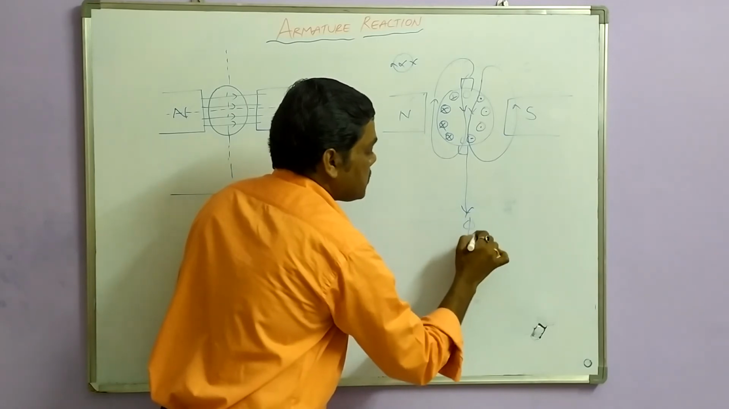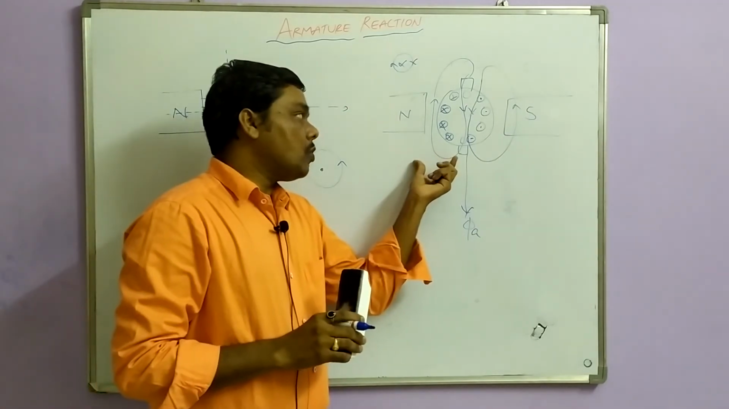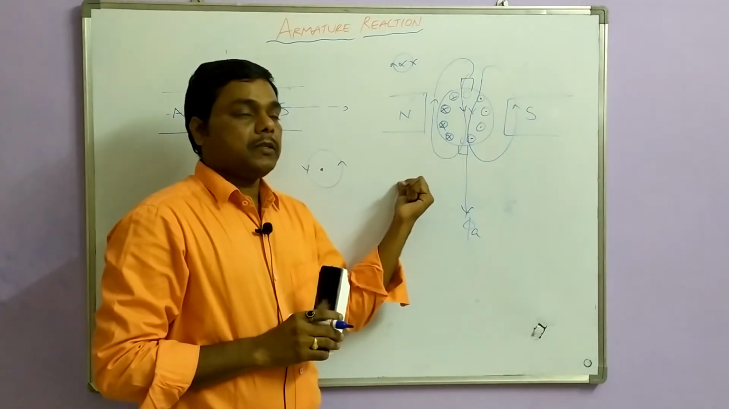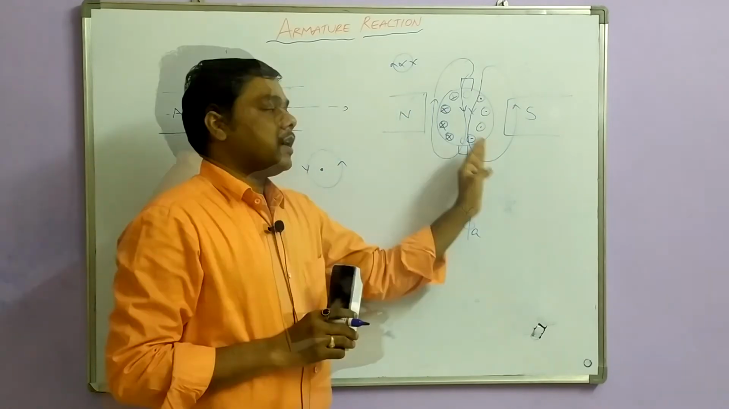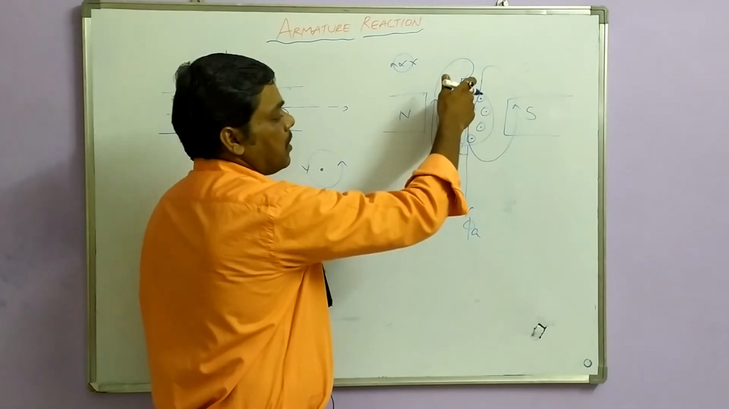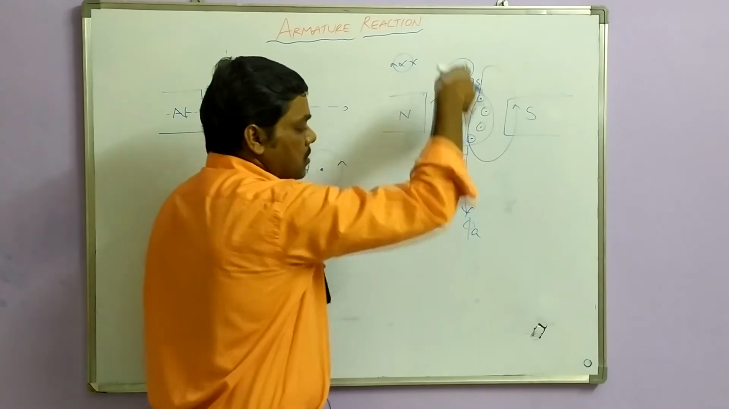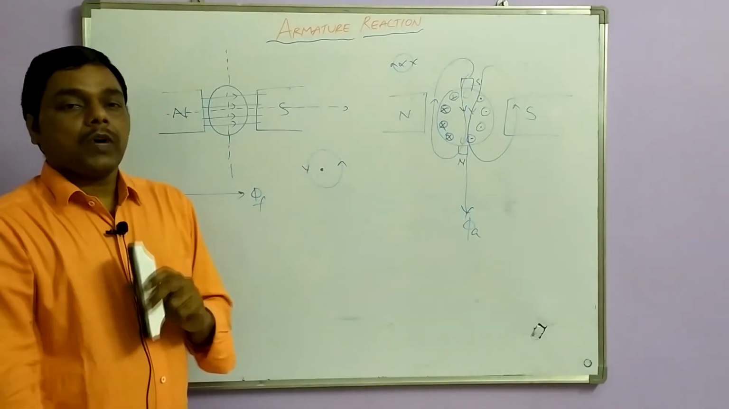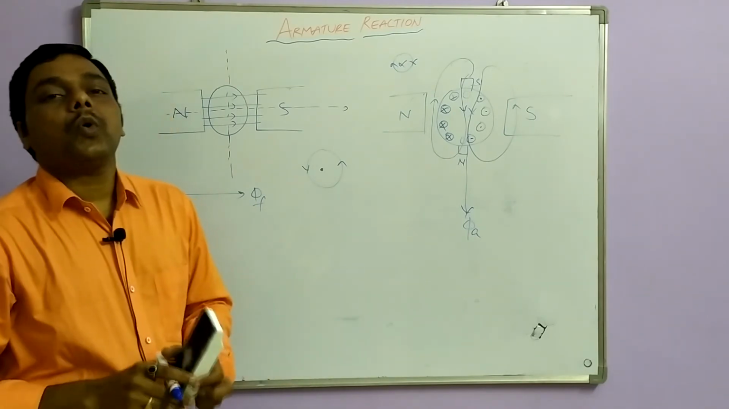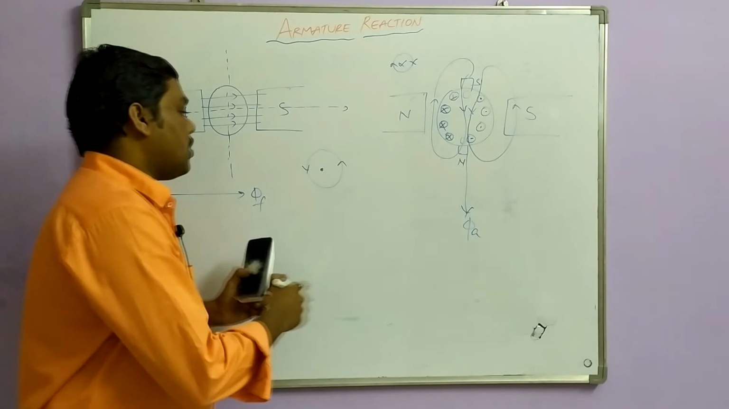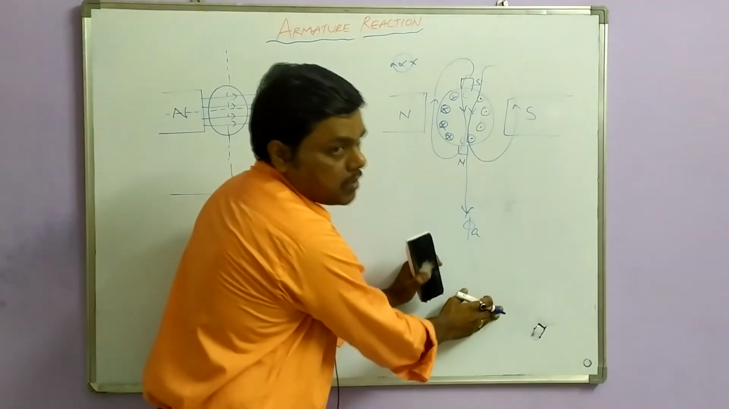So the flux direction is downwards. Now by using the right hand thumb rule, we will find out the magnetic flux direction in crosses and dots. The resultant flux is always, when the lines are crowded here, this will act as a north pole and this will act as a south pole, so the resultant flux is downwards, and the main field flux is from left to right. Now if you combine main field flux and armature flux, what will happen?